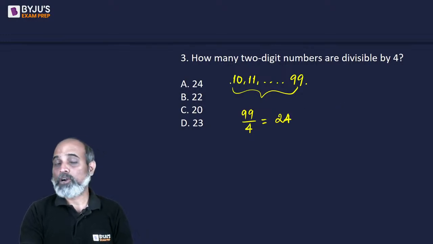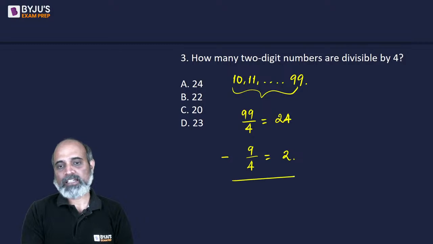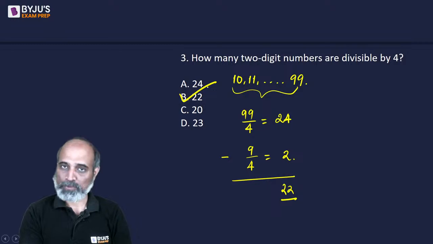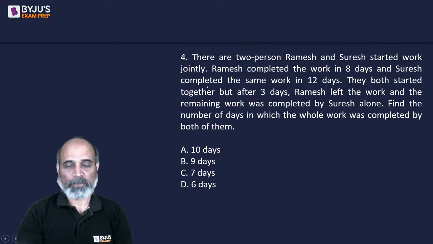Now, we don't need the multiples of 4 up to 9. So we will take 9 divided by 4, which will result in 2. If we subtract, we will get all the numbers more than 9, that is 10 onwards, which are divisible by 4 up to 99. So we will get the answer as 22. Option B again. Understood? This is the proper approach.